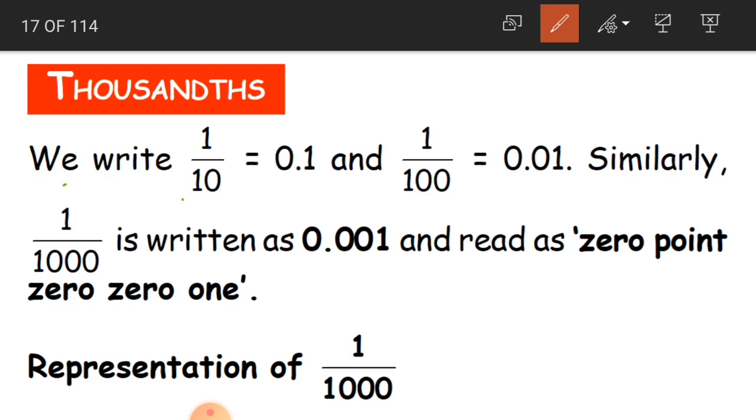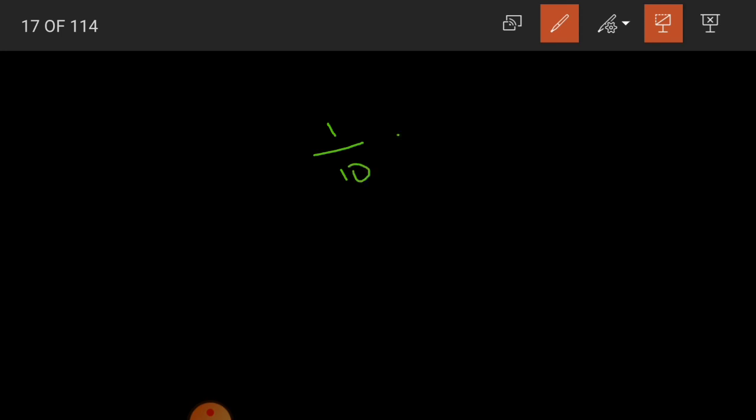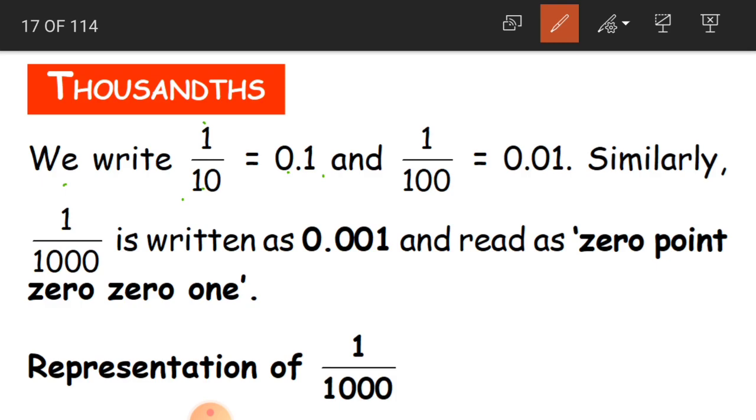If you revise, we write 1 by 10 as 0.1. See, 1 by 10. How will we write it as a decimal number, children? The denominator is having 2 digits. So we write the numerator also as a 2-digit number. That is 0, 1. And as in the denominator we are having 1, 0, we place our decimal point after 1 digit from the right. So 1 by 10 is nothing but our 0.1. And similarly 1 by 100 is equal to 0.01.